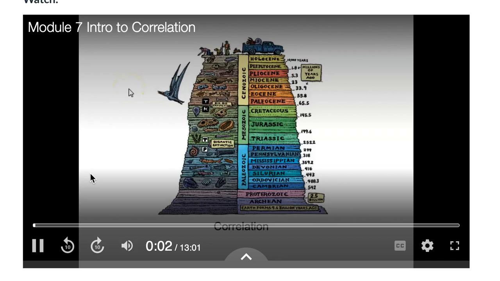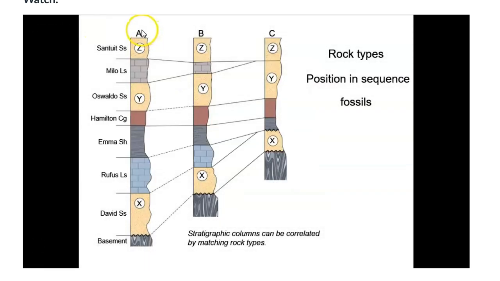In this video lecture, I'll introduce the correlation of rock layers. Matching of rocks of similar ages in different regions is known as correlation, and to develop an understanding of the geologic history of the entire Earth, rocks of similar age in different regions must be matched up.